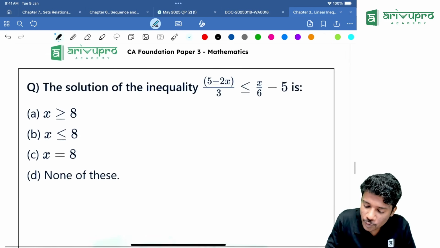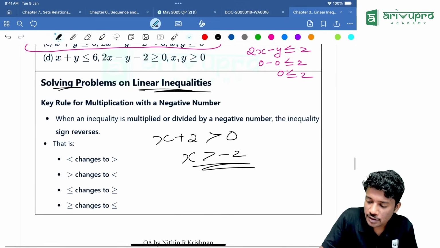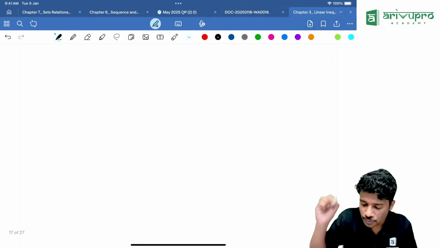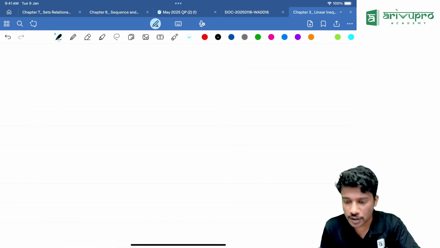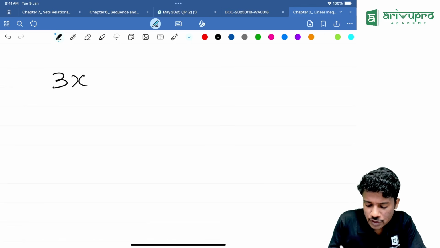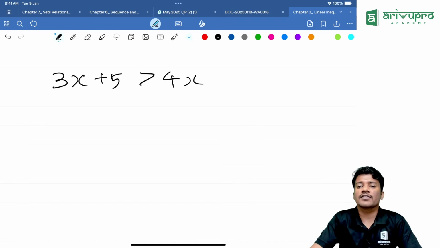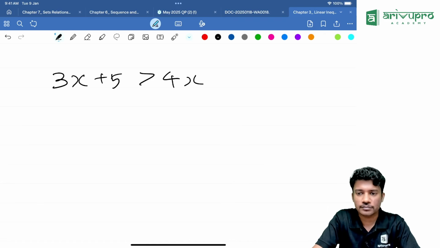I will just show you one question. Before that, some random questions I will ask to make you more confident about the topic. 3x plus 5 greater than 4x. Find the value of x. 3x plus 5 greater than 4x. What is the value of x? You should tell me.